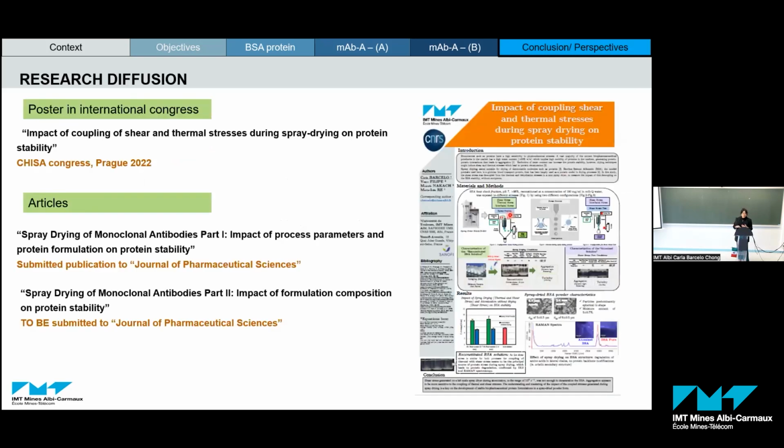And during this thesis, we had the opportunity to present a poster in an international congress and as well to produce two different articles. The first one is submitted and the second one is to be submitted.